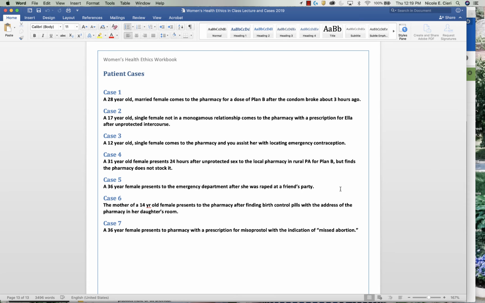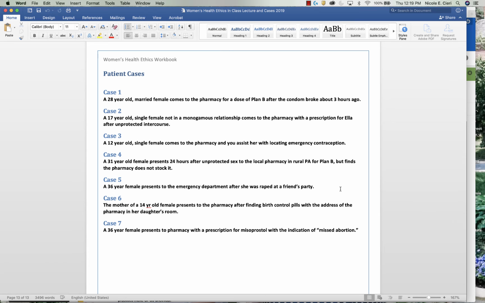Case 3, a 12-year-old, so at the very low end of the minor scale, a single female comes in asking for emergency contraception. So could you tell the parents? What would you do for that patient in addition to locating the emergency contraception for them? Would they require some additional counseling perhaps from you? Or would you not direct them to the emergency contraception and say they have to get it elsewhere?